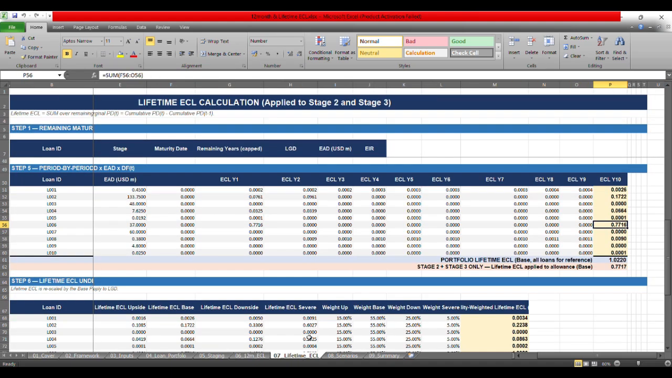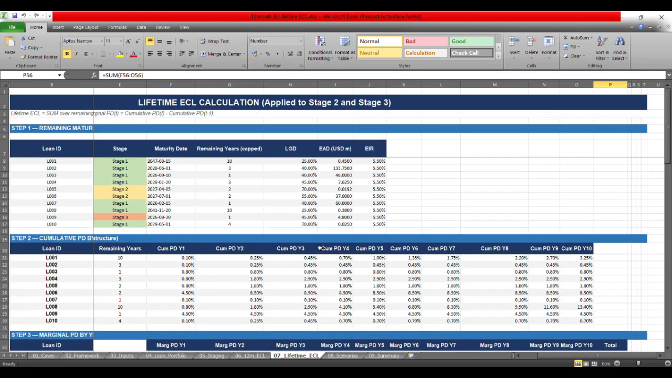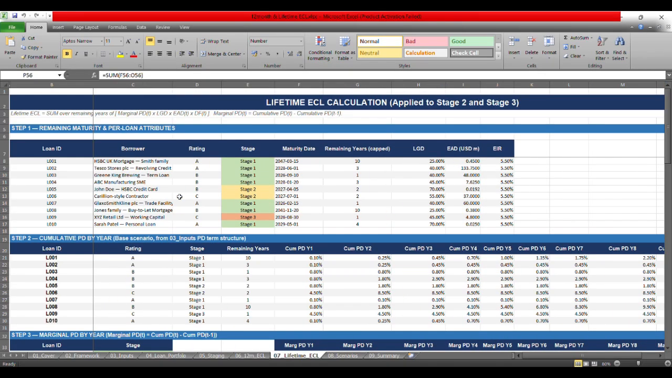Now let's move on to the lifetime ECL. This is where we'll be considering the stage 2 and 3 loans. In the theory we have already studied that we need the lifetime ECL here. Since this is a much bigger calculation, we need to look very carefully, and here we are looking at every loan until it matures.